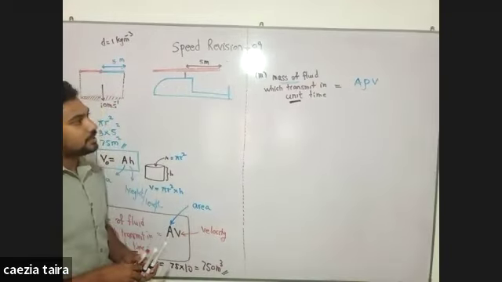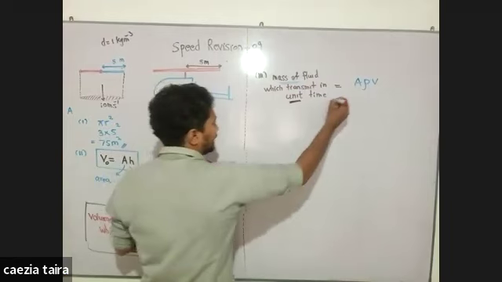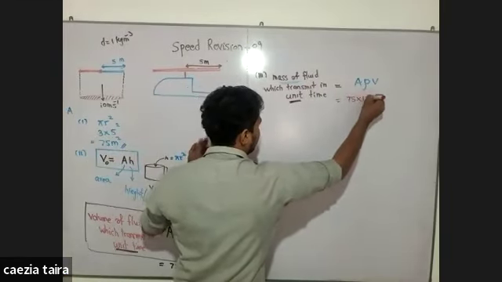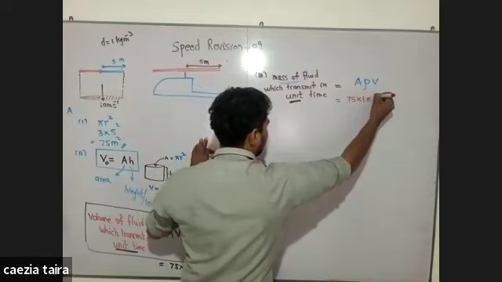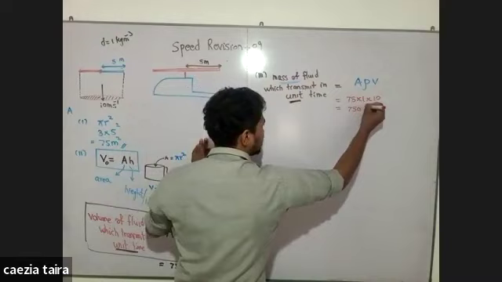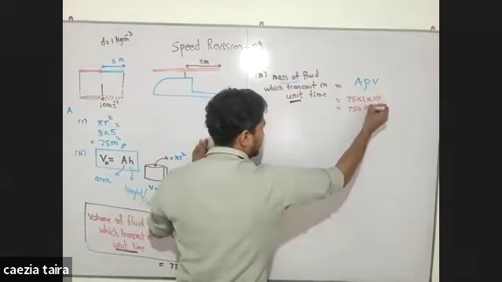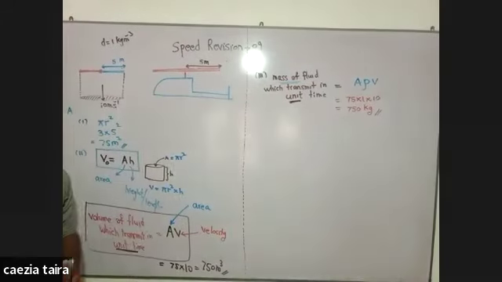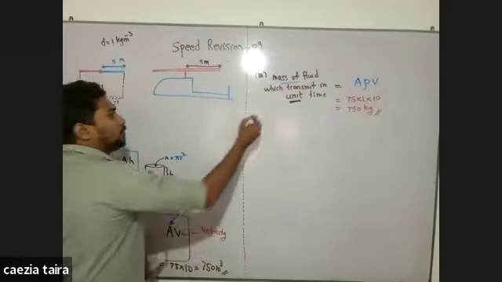Now, what is A? 75, rho is 1, V, the velocity, is 10. So the answer here is 750, and the unit is kilograms. Understood? Okay. Right. Fourth one.